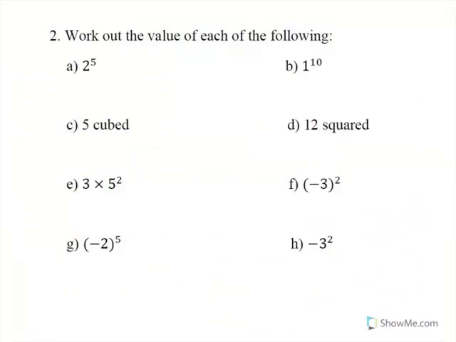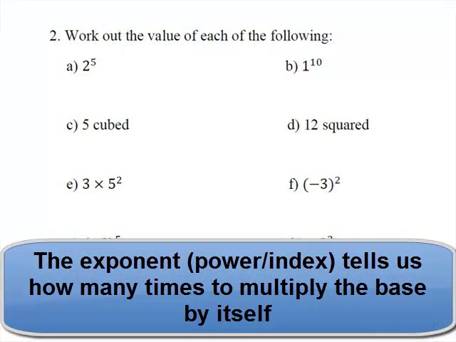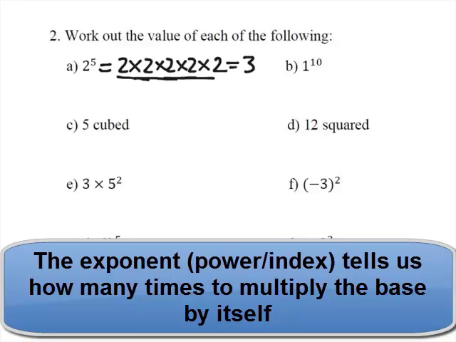The second question is asking us to work out the value of each of the following. The first one is 2 to the power of 5. What does the exponent tell us to do? It tells us to multiply the base, which is 2, by itself 5 times. 2 times 2 is 4, times 2 is 8, times 2 is 16, times 2 is 32. I'm sure you did pause and come back and check your answers.